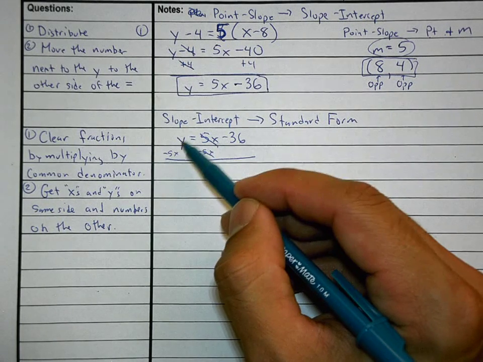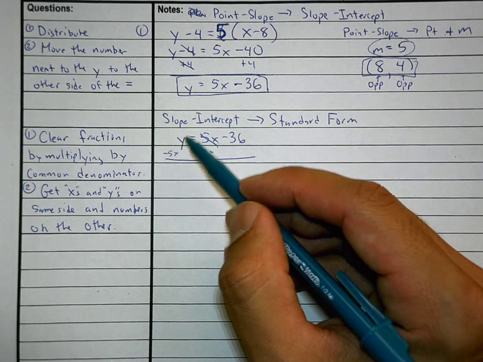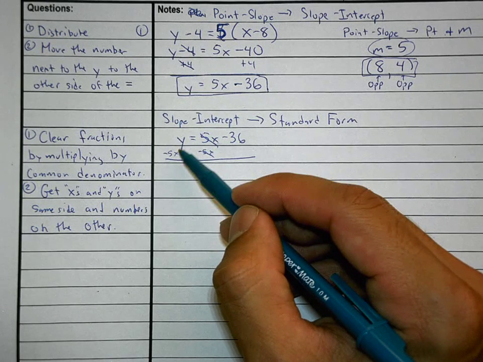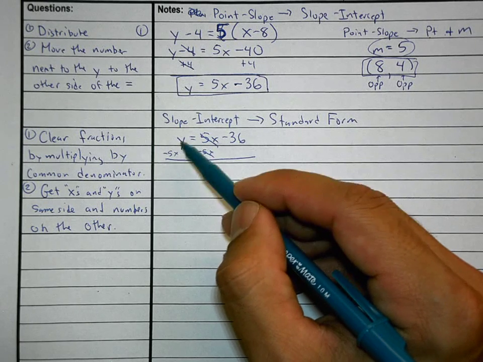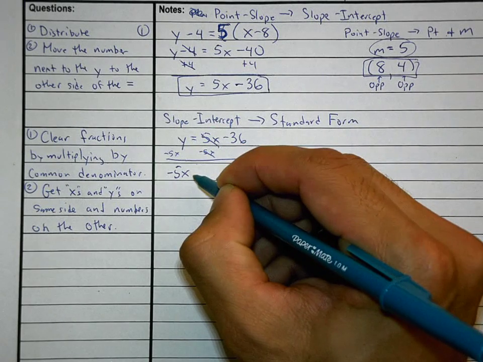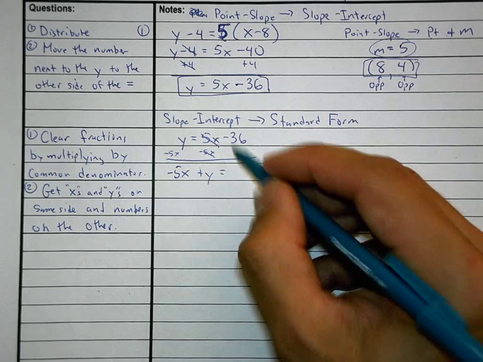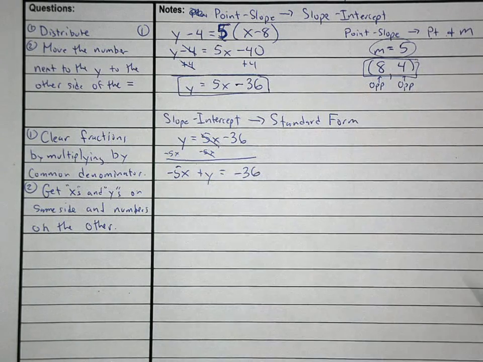Are those like terms? Do these combine? They do not combine. They are not like terms. So I would just write it out. Negative 5x plus y equals negative 36. This answer is completely fine.